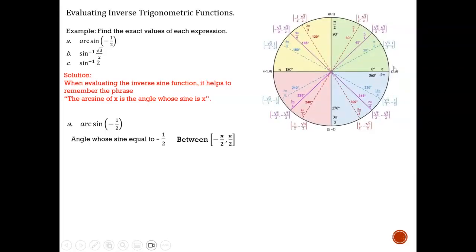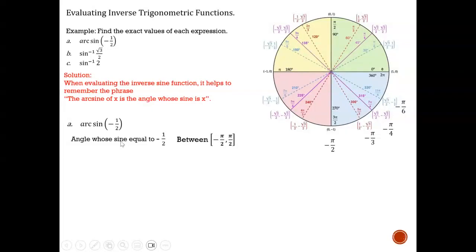Remember, if it goes counterclockwise, everything's positive, but if you go clockwise, it's going to be negative. So where the 3 pi over 2 is, that'll be my negative pi over 2. That'll be negative pi over 3, negative pi over 4, negative pi over 6, and that's 0. Now the range of the arcsine, from negative pi over 2 to pi over 2, is quadrants 4 and 1.